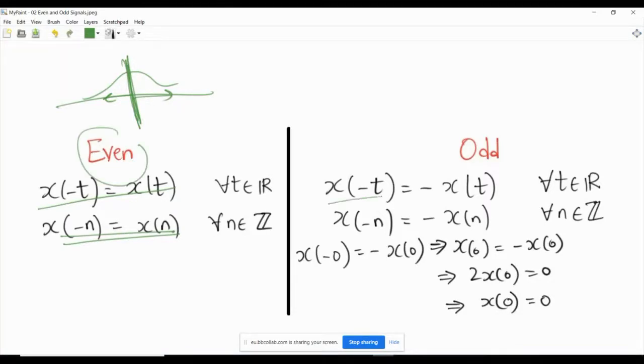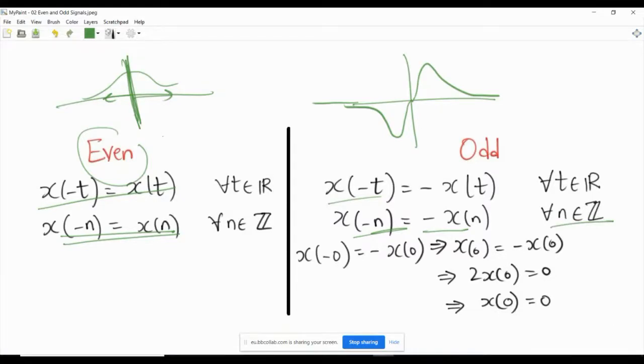The odd ones are defined by x of minus t is equal to minus x of t. So for example, if a signal looks like this for positive t, and your signal is odd, then it should look like this for negative t. So that's an odd signal. And the same for sequences: if x of minus n is equal to minus x of n for every integer n, then it is an odd signal.